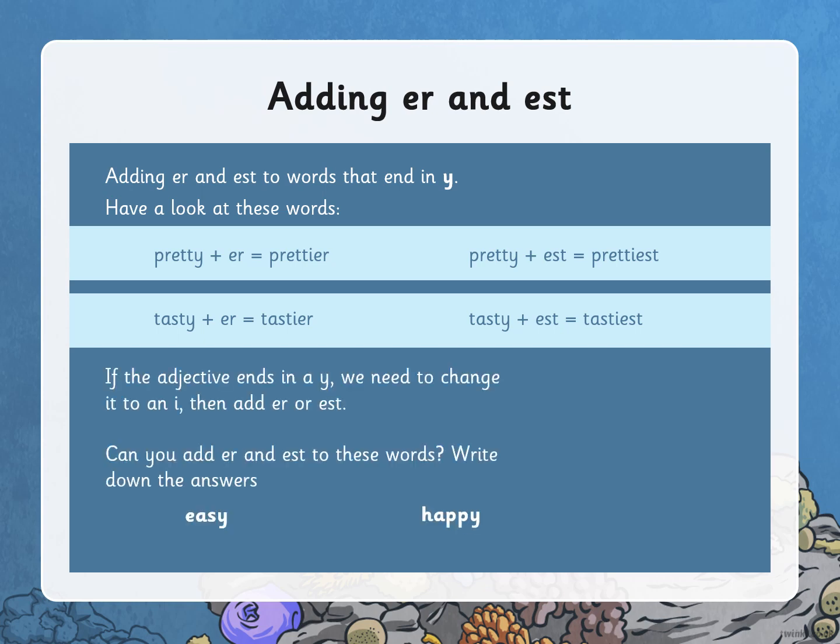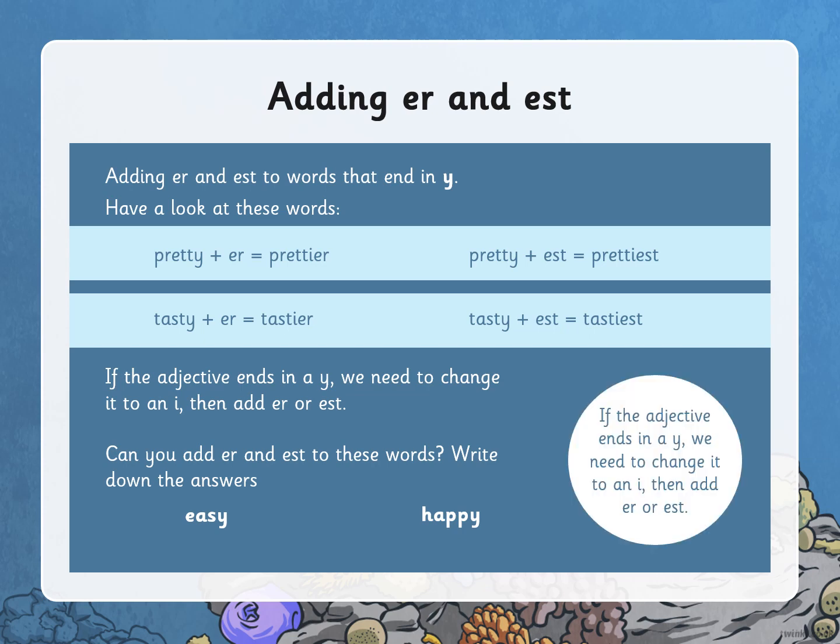Have a go at adding the ER and EST suffix to the words easy and happy. Think about the end letter in both of these words and what you need to do before you add the suffixes. Pause the video here and write down your answers. Remember, if the adjective ends in a Y, we need to change it to an I and then add the ER or EST suffixes.